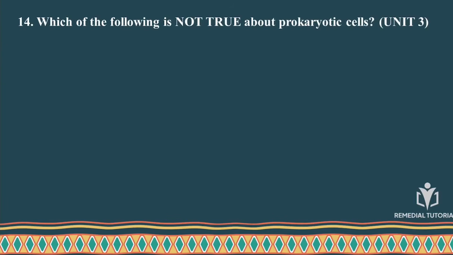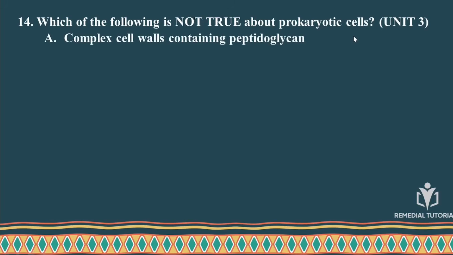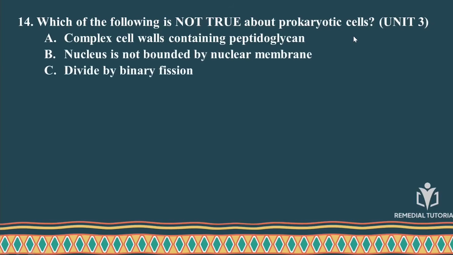Question number 14. Which one of the following is not true about prokaryotic cells? Not true. A. Complex cell containing peptidoglycan. B. Nucleus is not bound by nuclear membrane. C. Divide by binary fission. D. Histone protein associated with DNA.